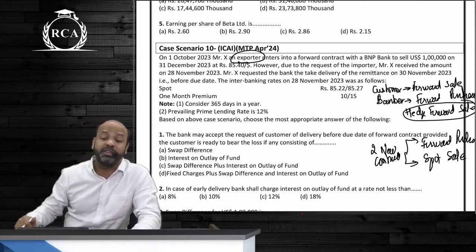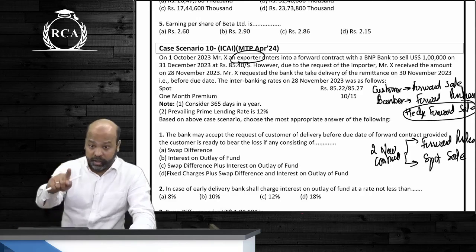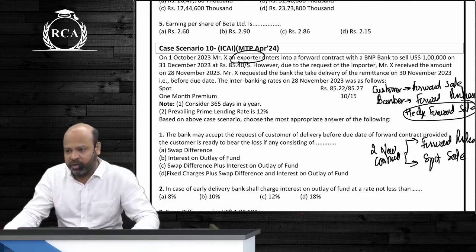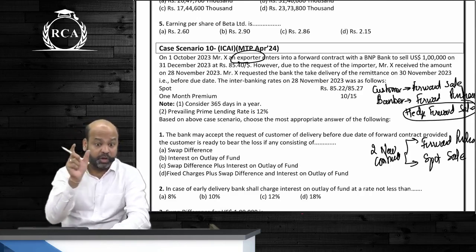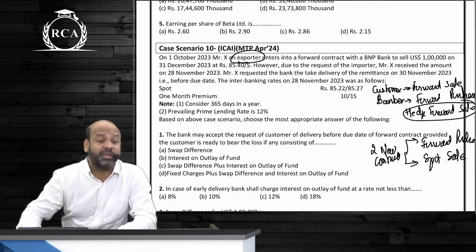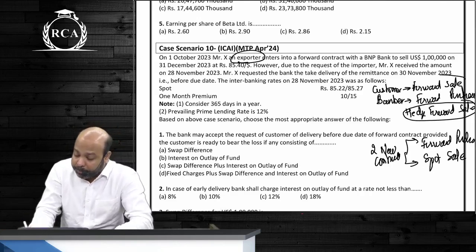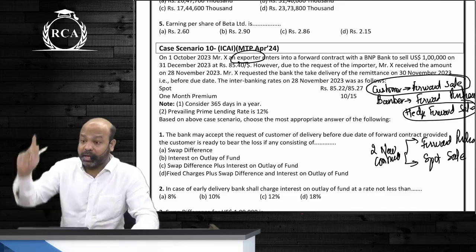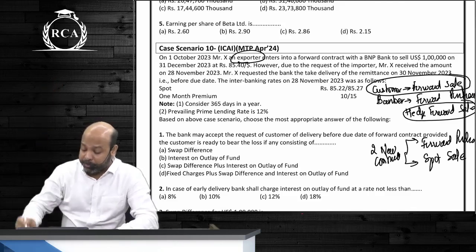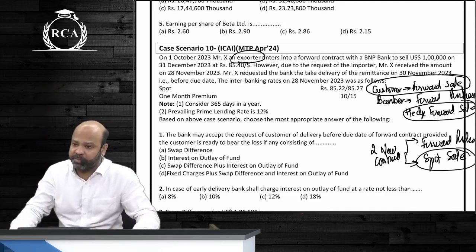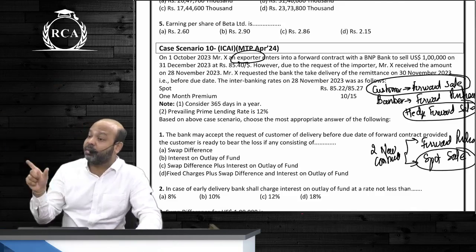Interest on outlay of funds will be on what? Consider the transactions underlying rupees. Amazing guys, you remember all of that. You have to only consider the transactions that involve exchange of rupees. Customer will give dollars to the banker at the originally contracted rate. Banker is going to sell them in the market guys. The difference between these two will become the net outlay.